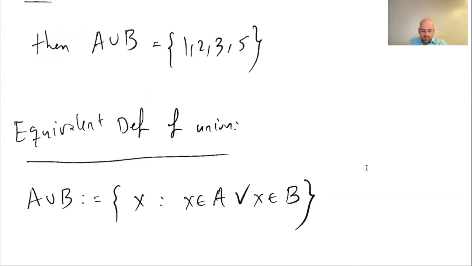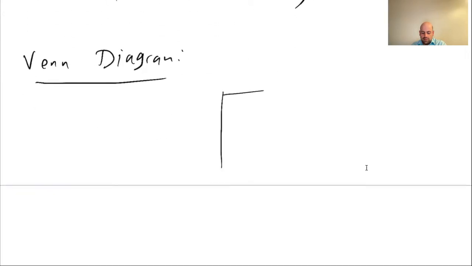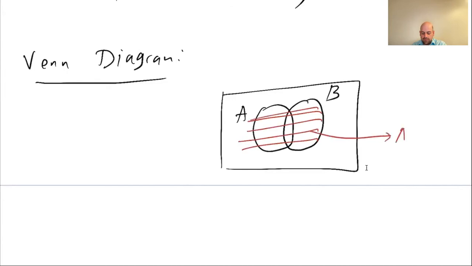Okay, that's with the language of logic. And then with a Venn diagram, how can I show A union B? Again, we have two arbitrary sets, let's say A here and B here. And then A union B would mean all elements that are at least in one of them. So that means all these elements here. A union B.